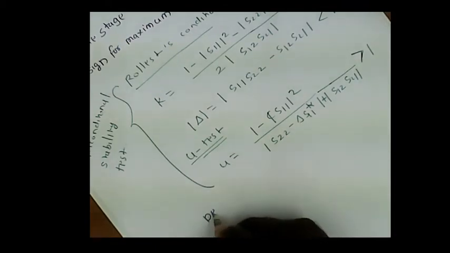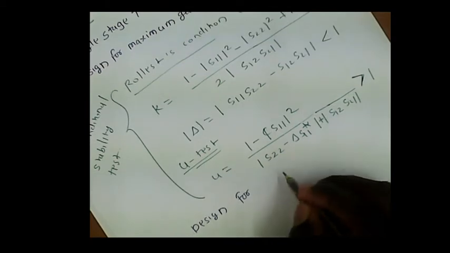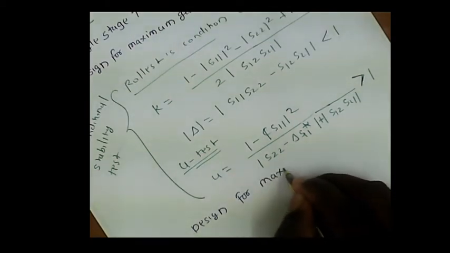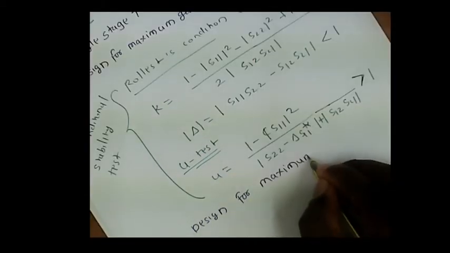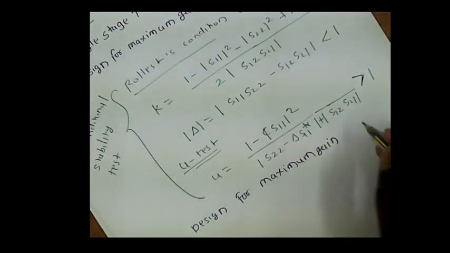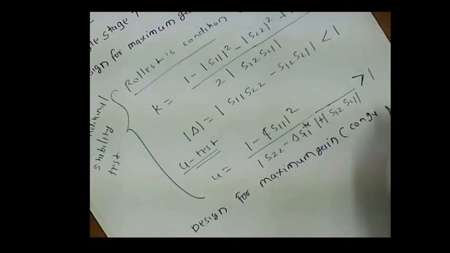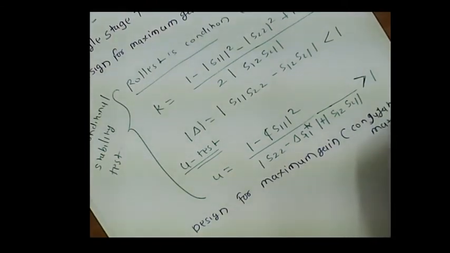Now today's lecture is about the design for maximum gain. Maximum gain is possible when the source and load impedances are complex conjugates of each other. This is also called conjugate matching.